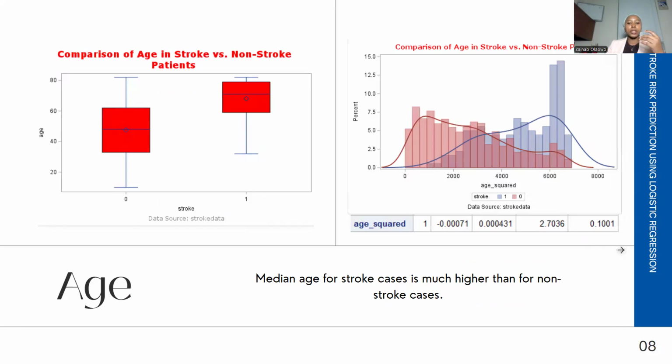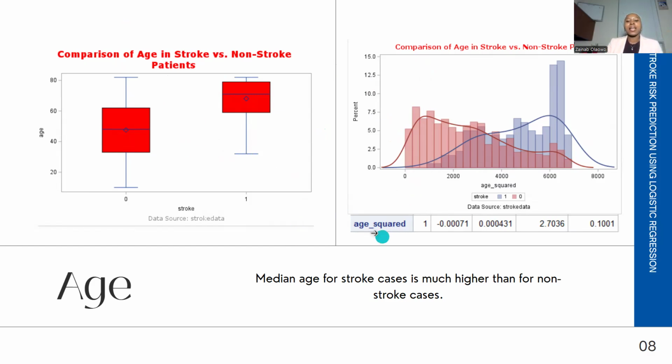So now I'm comparing age in non-stroke patients with age in stroke patients. As you can see in this box plot, the midpoint for non-stroke patients is much lower than that of stroke patients, which means that most of the stroke patients were significantly older than non-stroke patients. I don't know if that's a good thing or not, but this is some of what we found.